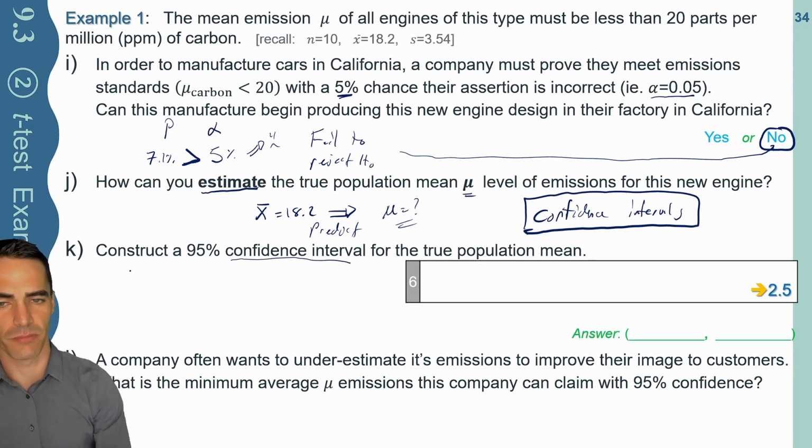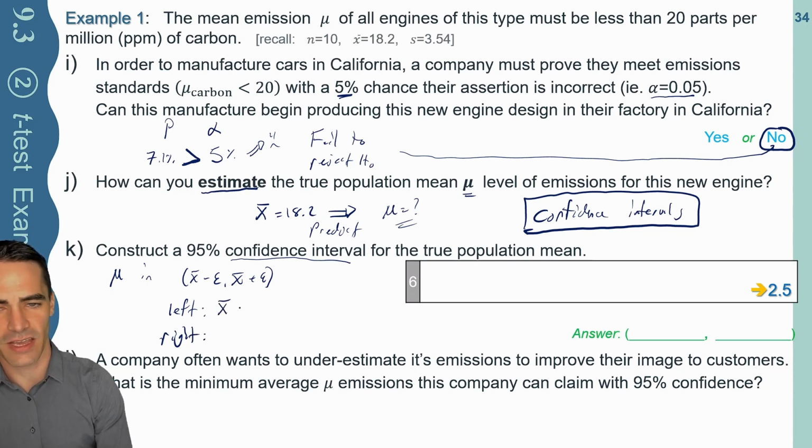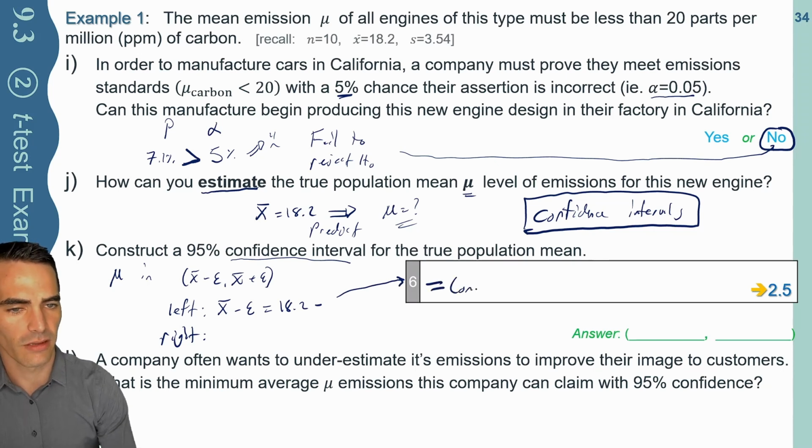We're dealing with a population mean, and so it should be that our mean is in x bar minus my margin of error, x bar plus my margin of error, where I have my left and my right endpoints. For the left, that's x bar minus my margin of error. The sample mean we have up top is 18.2 minus the margin of error, which I can write as CONFIDENCE.T, because we're doing a t-test.